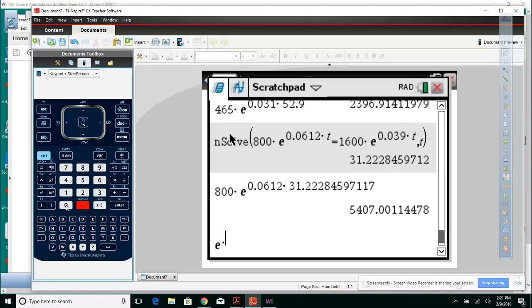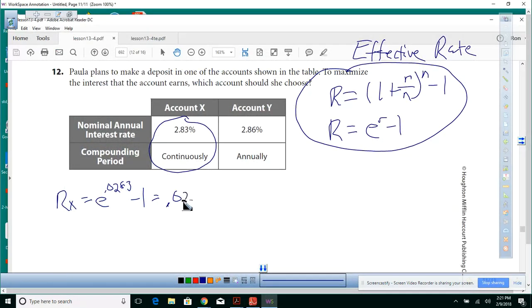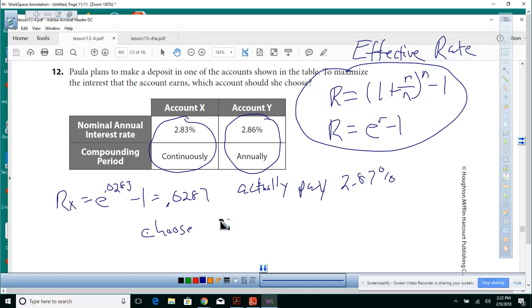e to the 0.0283, and then minus 1, and that's 0.0287 equals 0.0287. So it's actually paying 2.87% annually. And as you can see, that is more than that one there. Okay? Because that one is annually, so you need to choose account X.